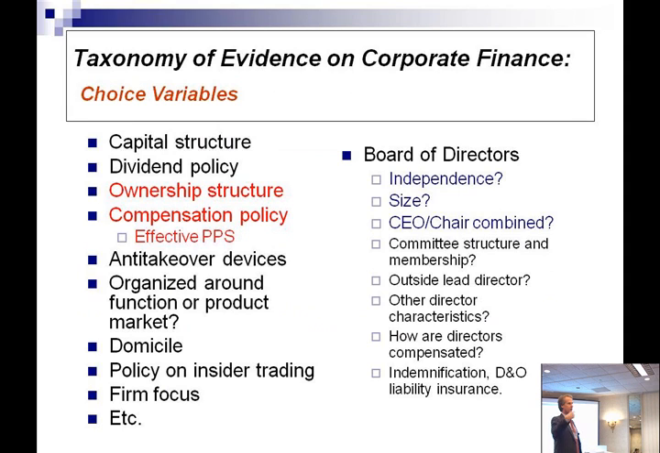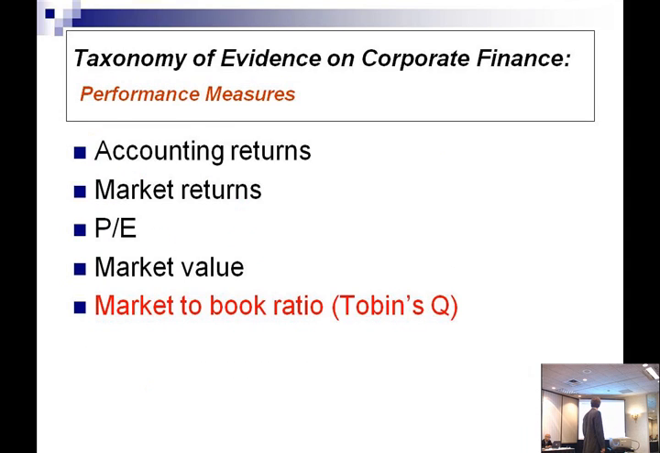So, and I'm not going to read this to you. This is just a list of choice variables that you might think of when you're thinking about structure. So I've got ownership structure or effective pay performance sensitivity in red because I'm going to talk about that. I'm interested in boards of directors, so I've got that in blue, but this should be broadly construed. This could be dividend policy, financial policy, this could be investment policy. Choice variables can be very broadly defined.